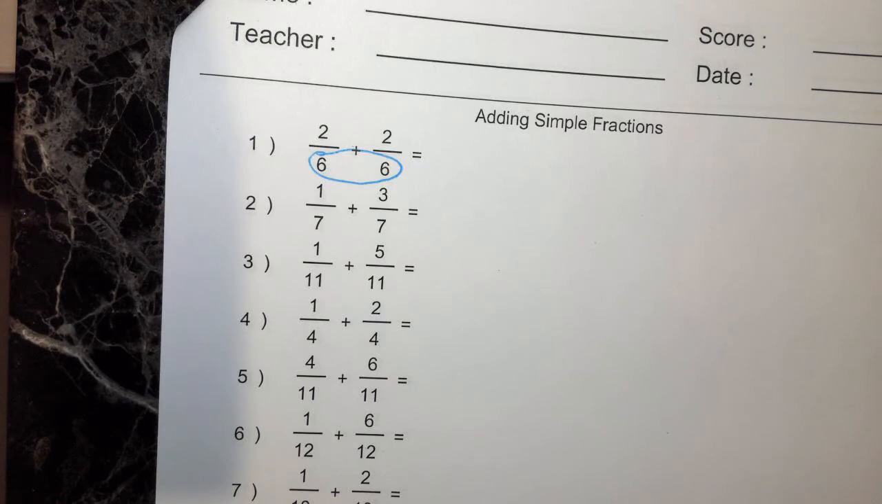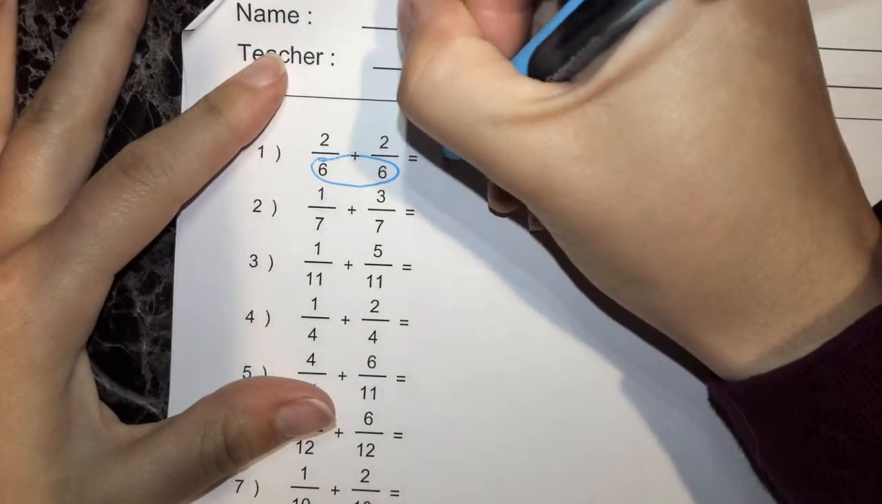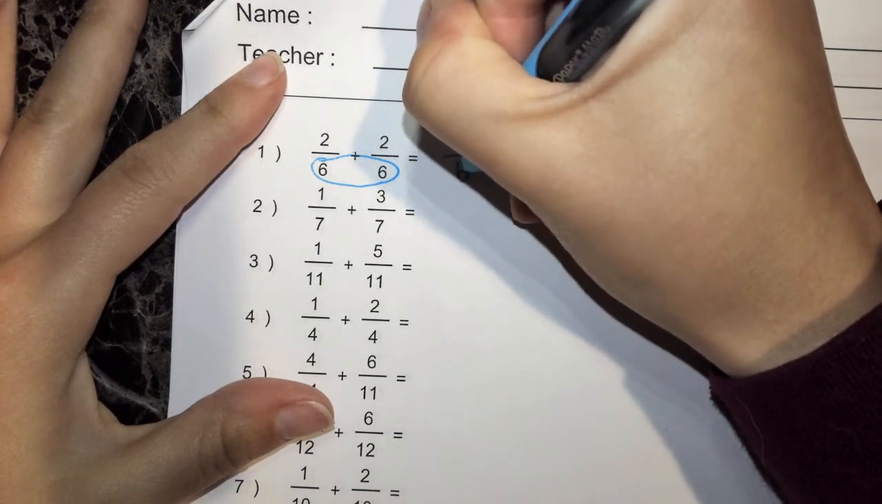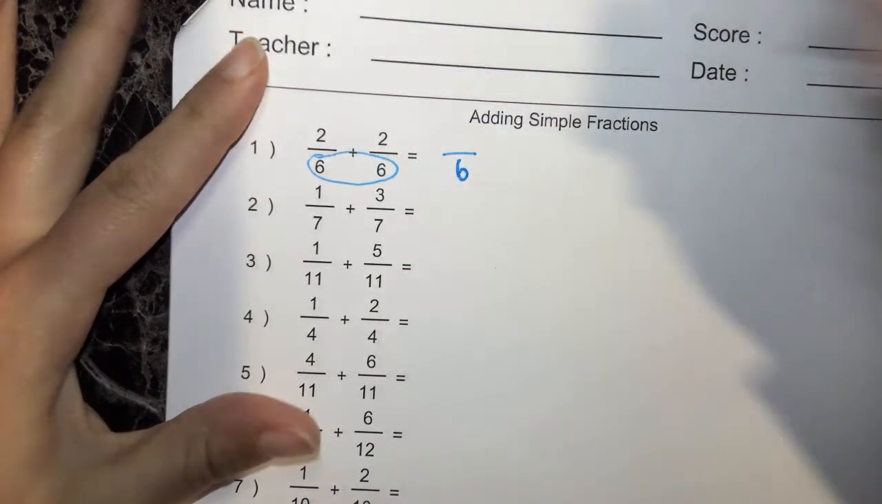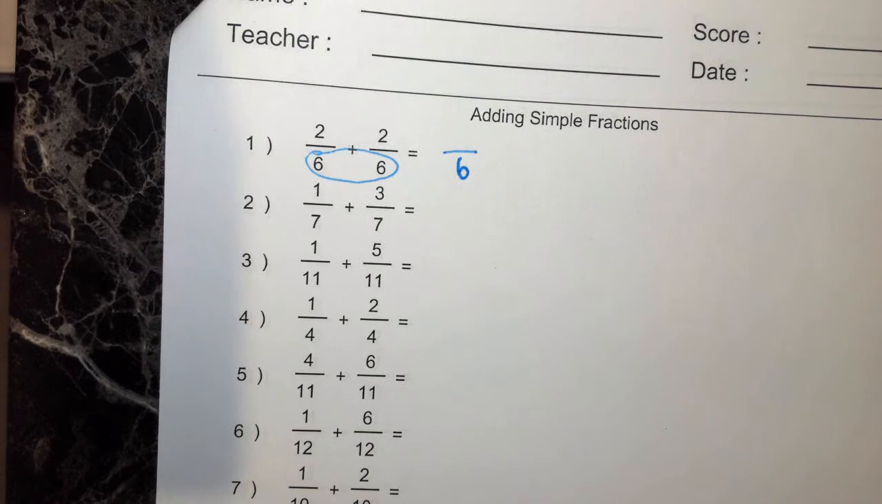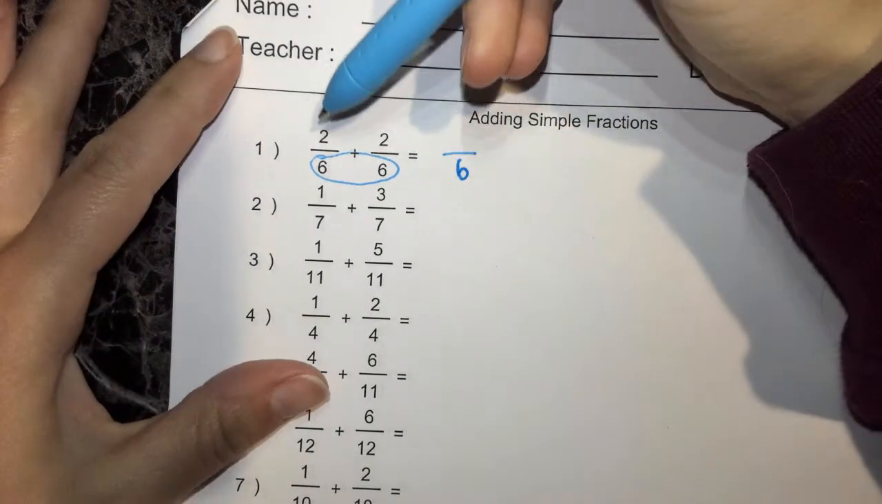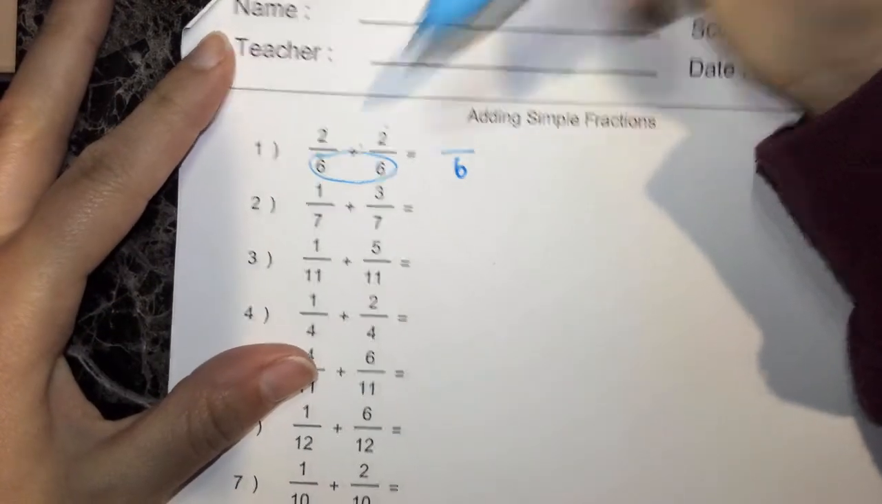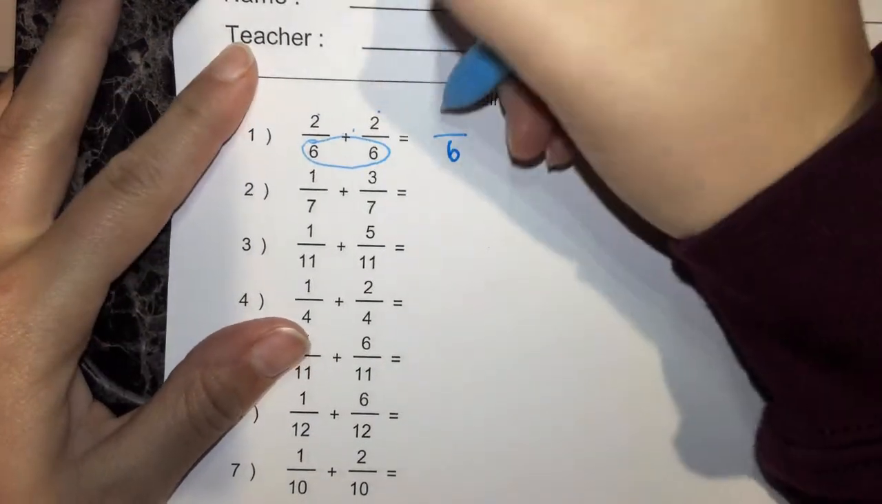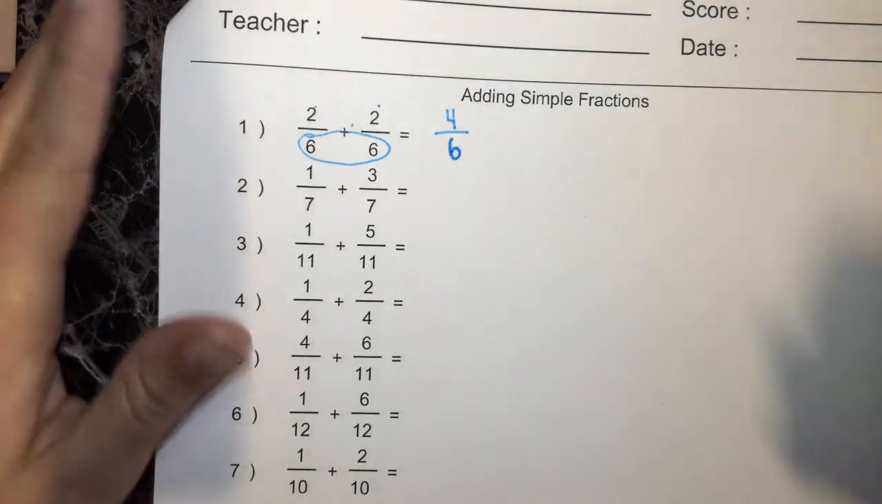But on this page, much easier. The denominator is the same. That means that when you have your answer, your denominator is going to be that number. Okay? So I always write that first, because if you don't, you may get confused on what is my denominator. Because when you do the numerator, all you're going to do is add these 2 together. 2 plus 2, you would get 4. And it's 6.